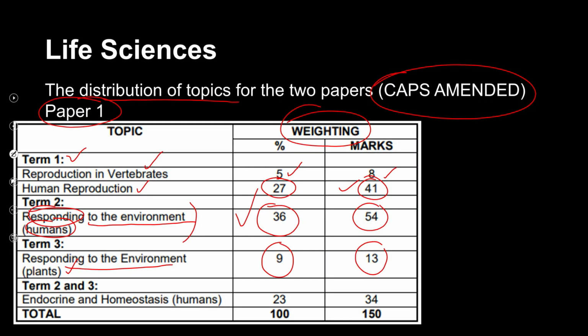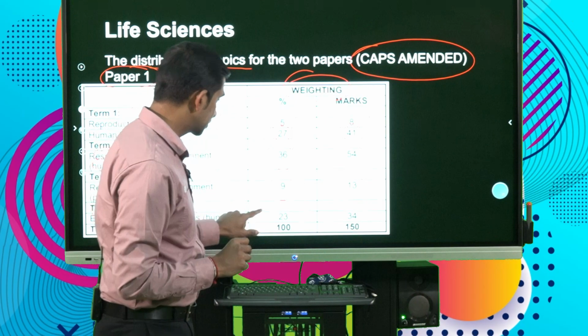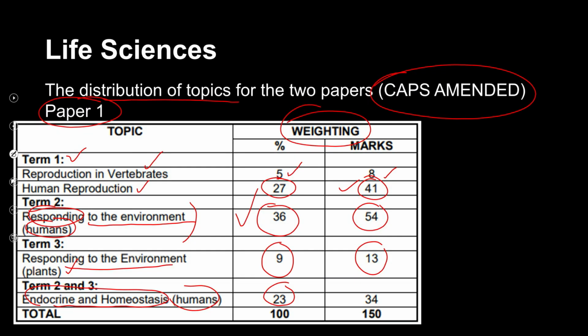Guys, and finally, the endocrine system and homeostasis in humans, in terms of systems that maintain balance and equilibrium, and that's important, and that's 23% of paper 1, which is made up of 34 marks.